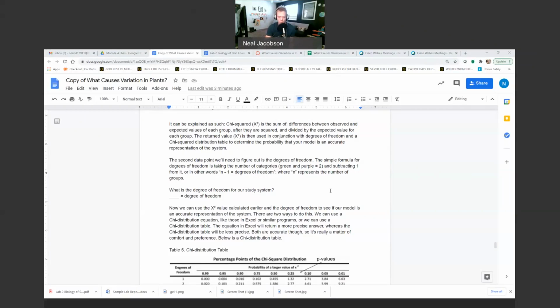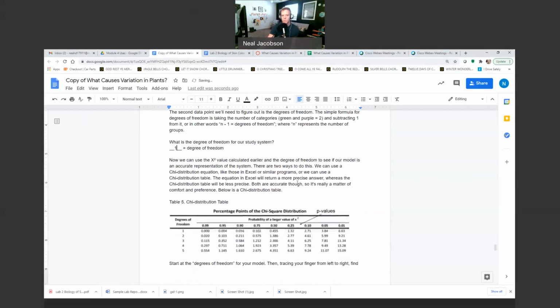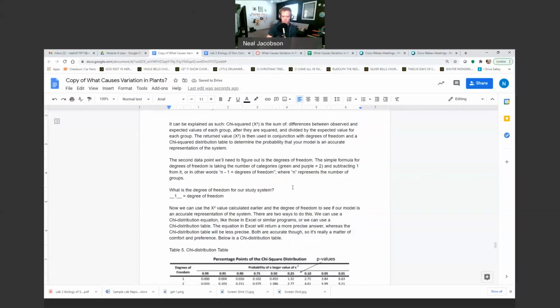All right, so the number of categories, subtract 1. The number of categories we have is just 2. They're either green stems or they're blue stems. So we have 2 categories, subtract 1 from that, and we get 1 for our degrees of freedom. Now, degrees of freedom is something you're going to see in statistics a lot. A good way to think about it is like this, okay?